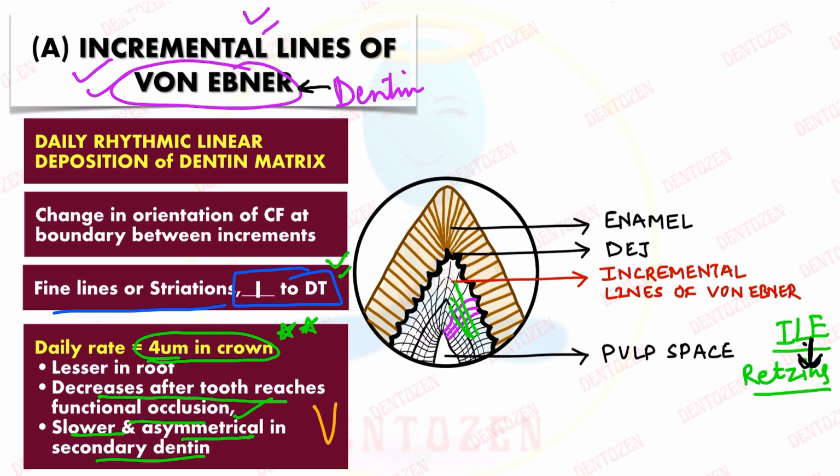Do you remember the secondary dentin? The one which is formed after root completion. So it is formed at a slower rate than the primary dentin. Now that is one concept about these incremental lines, that is their daily rhythmic deposition of dentin.